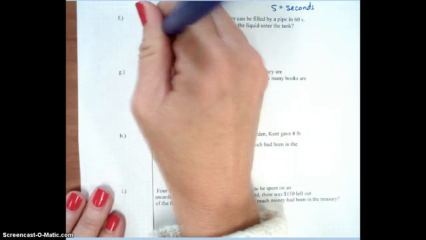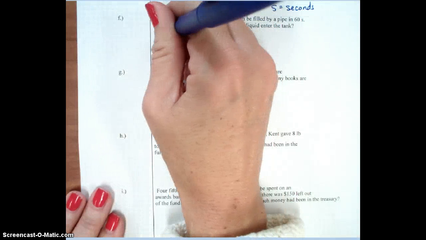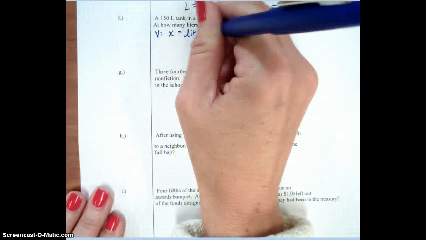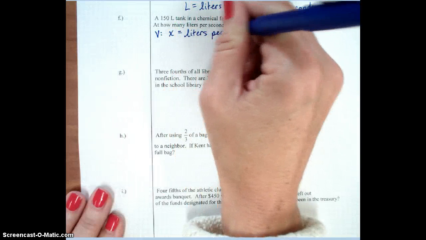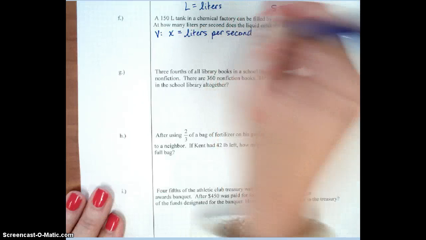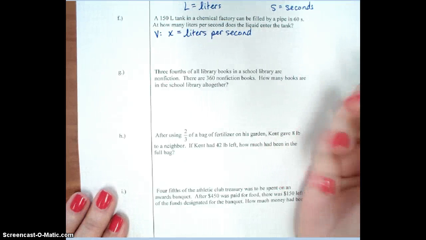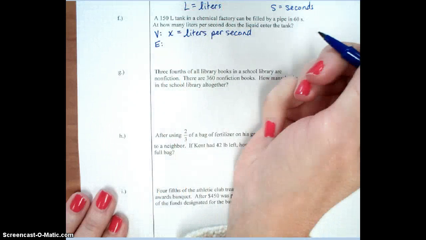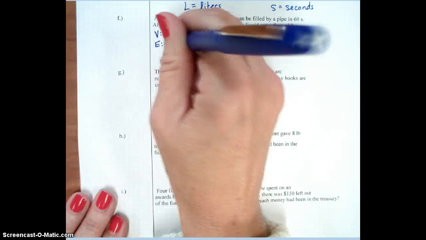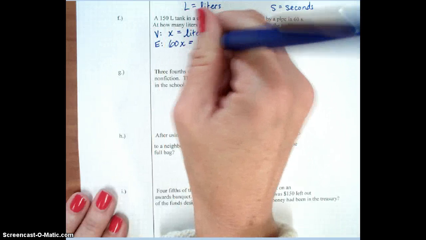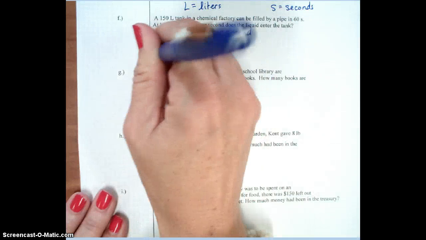So I want to make sure I define my variable. I'm just going to use X as liters per second. I can't just say liters because what does that mean? Liters total or what? I want to make sure that I define it to what the question is asking. So now I'm going to write my equation. I know that I have 60 seconds times liters per second is the total of 150 liters. Show some work.